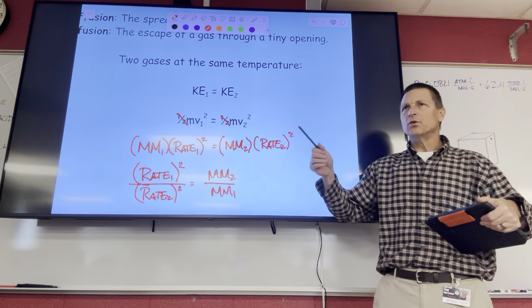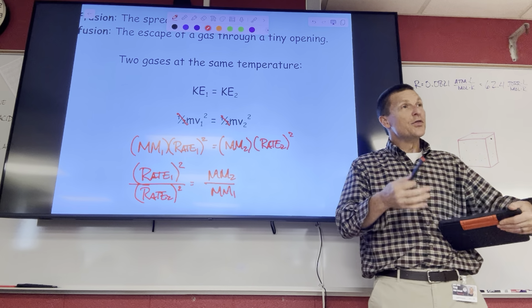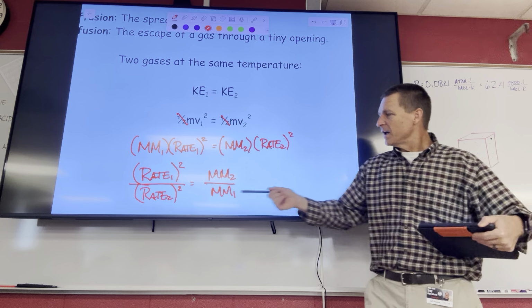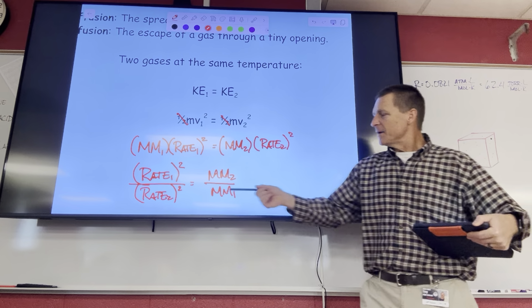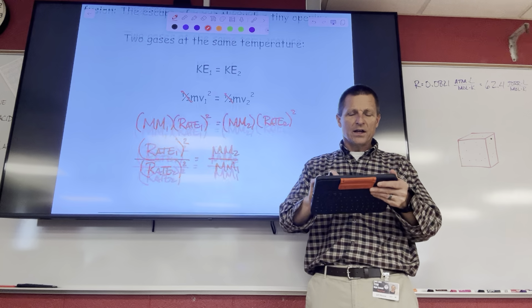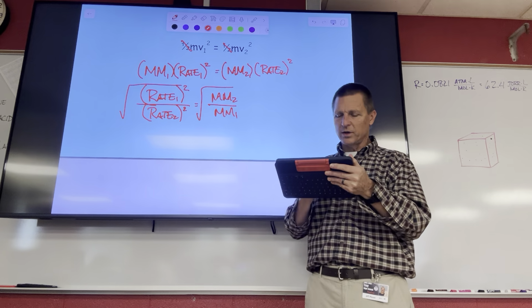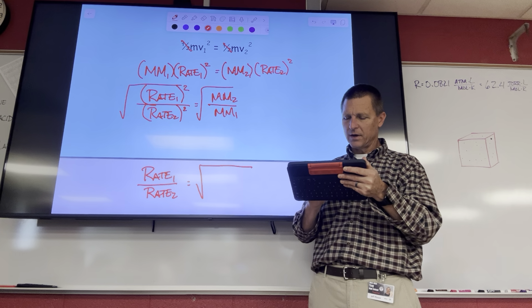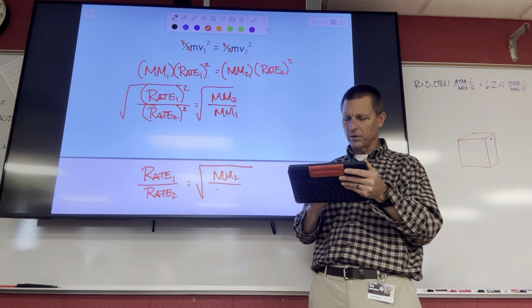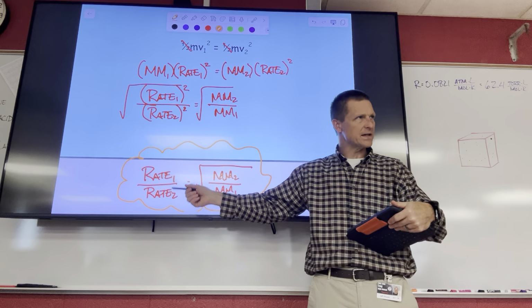Now, since Graham wanted to create a relationship between the rates of diffusion, he's got the rate squared comparison here. So he took the square root of both sides. Cleaning this up, the squared terms drop off, and it looks like this: rate of gas 1 over the rate of gas 2 equals the square root of the molar mass of gas 2 over the molar mass of gas 1. This is Graham's law. It's a comparison of the rates of diffusion of two different gases.